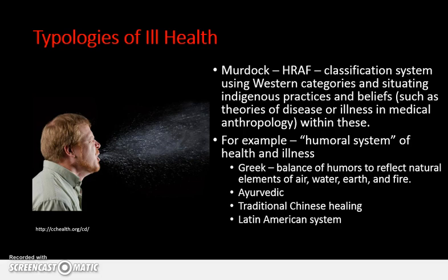So what Murdock does is he uses this classificatory system using these Western categories, and he situates indigenous practices and beliefs, such as theories of disease or illness in medical anthropology, within these. For example, the humoral system that we discussed earlier in the class from the Greeks of health and illness. Now, again, this originates with the Greeks. It sees manifestation very similar in the context of Latin America. For the Greeks, there was a balance of the humors to reflect natural elements of air, water, earth, and fire. You have the humoral system present in Ayurvedic medicine as well as in traditional Chinese healing.